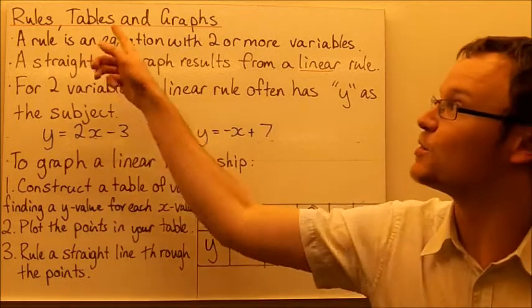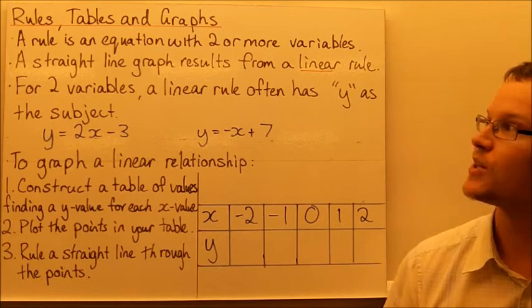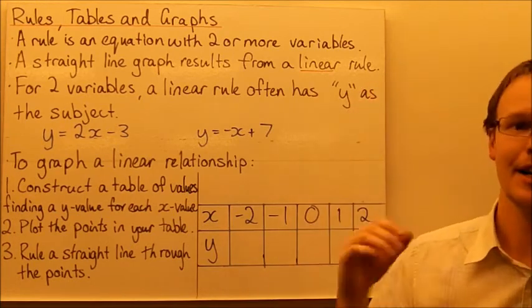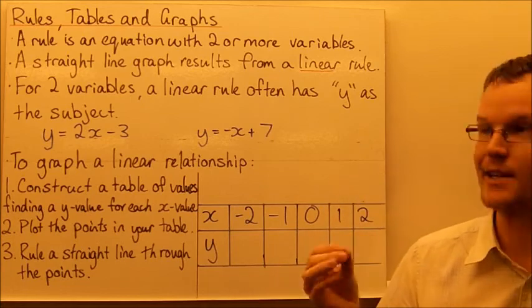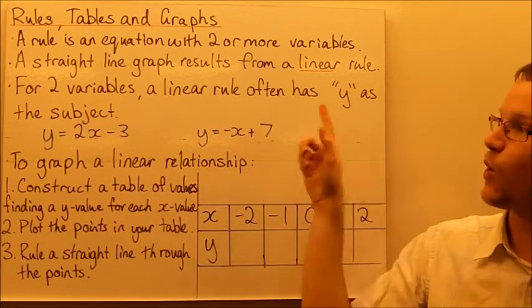Today we're going to look at rules, tables and graphs. A rule is an equation with two or more variables, and a straight line graph will result from a linear rule. A linear rule has to have a special form and it will result in a linear graph. So for two variables, a linear rule often has y as the subject.